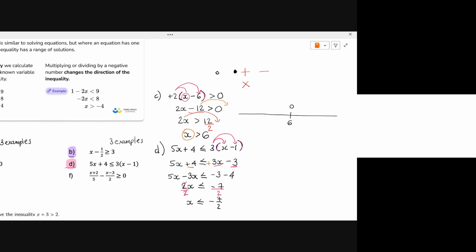But now we need to put this on a number line. So I'm going to do that, just like that. And I'm going to put -7/2. Let's talk about what goes up here. Open dot or closed dot? Good, Leachila. I'm going to remind you guys that this says less than or equal to. So if x can be equal to -7/2, then I must include it. So I must put a closed dot.